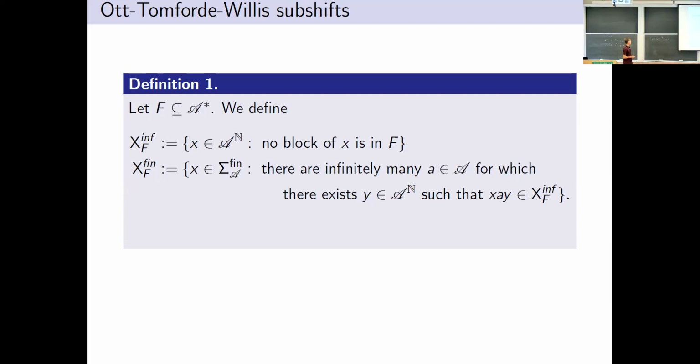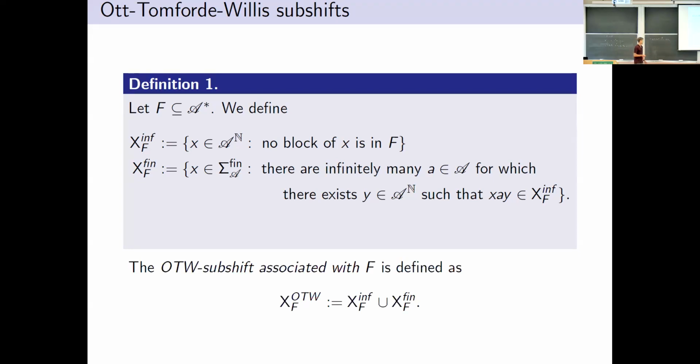Okay, so as I said, we're usually interested in closed shift invariant subspaces of the full shift, which in symbolic dynamics can usually be described in terms of forbidden words. And here is also the case. So you can pick a collection of words that you don't like, so you forbid them to appear in your space. At first you just look at the infinite sequences, the usual symbolic dynamics construction: just look at infinite sequences where none of those forbidden words appear. And then now we're going to restrict which finite sequences are going to appear. I'm going to look at the sequences x where there are infinitely many letters a for which I can extend xa to an infinite sequence in my initial space. So there are infinitely many a for which I can extend xa to an infinite sequence there.